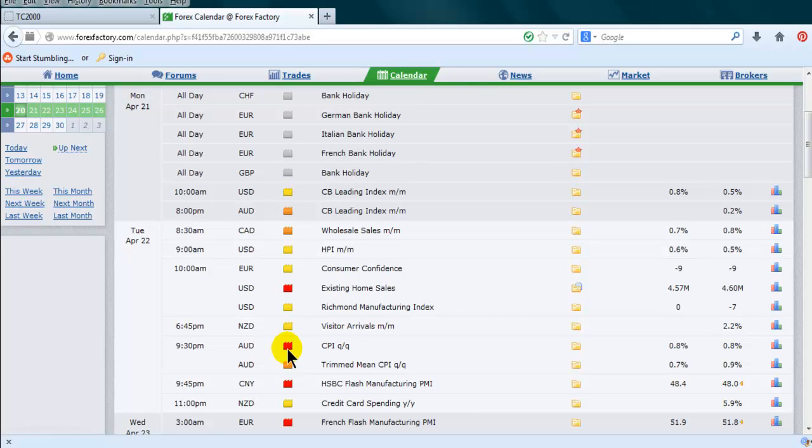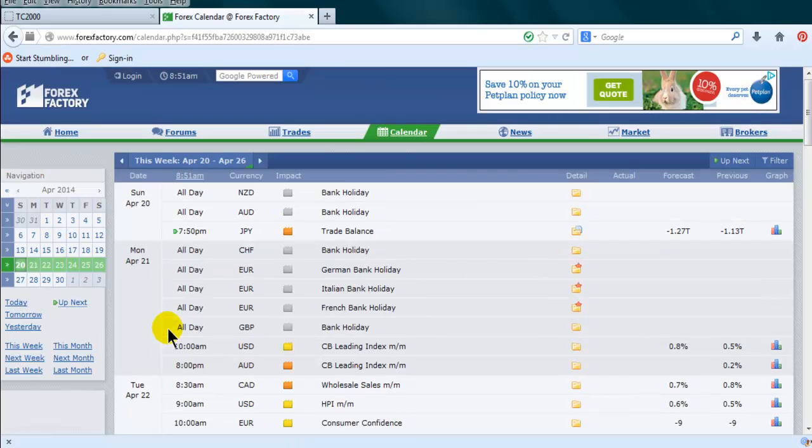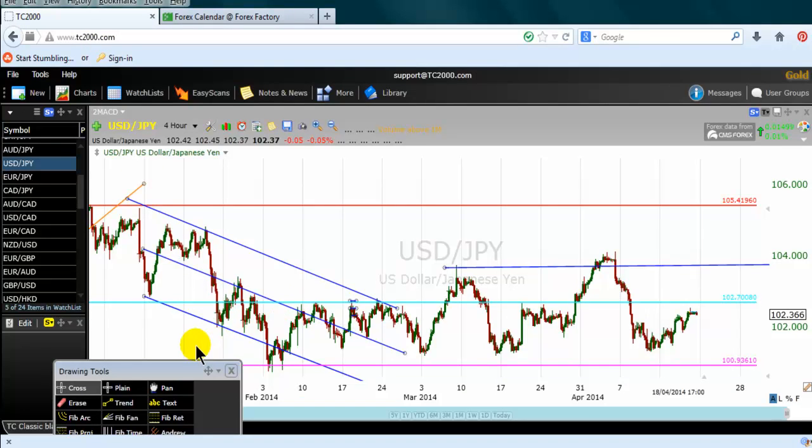Another one here for the Australian, the Chinese, all high impacts. You want to know when they are due and what kind of impact they may have on the market. Is any country on holiday? You want to know. And also understand the correlation between currency pairs.